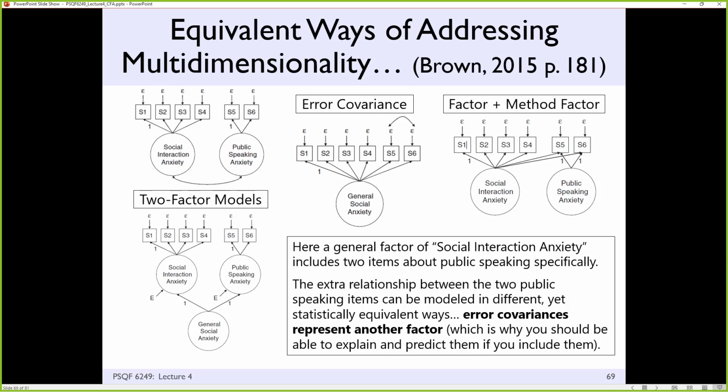So this idea that there's discrepancies in what the model says with respect to how related variables are and what the data say can be addressed in multiple ways. Here's 4 different ways to solve that problem.